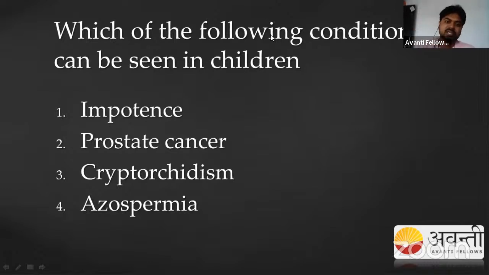Okay guys, I am ending this poll and this is your result. Maximum people chose option C, which is obviously the correct option. I think we don't need to discuss this answer because you already know it: that is cryptorchidism. Impotence, prostate cancer and azoospermia may start after puberty, so these are conditions that start after puberty, and some are disorders, not completely diseases.